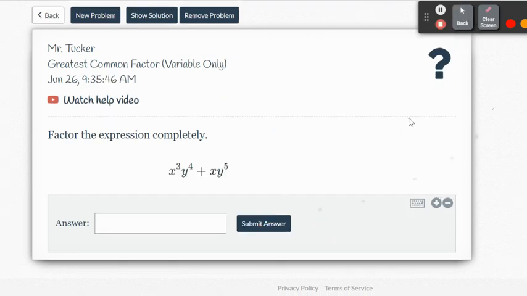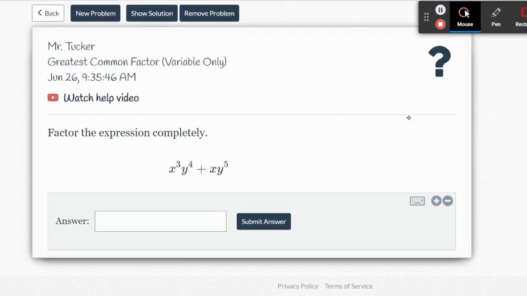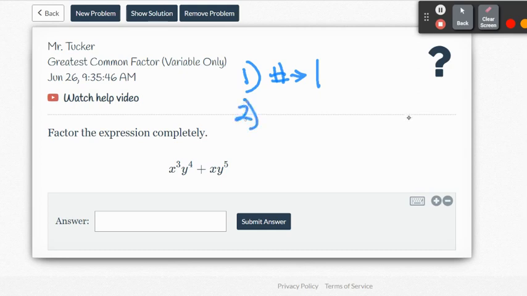Now we're looking at a problem where we've got two variables in common. So first thing we look for is our greatest common factor coefficient. And what we're going to find is the number part is just 1, just like the last problem. And then the second thing we look for is our variables. And our variables, we have an x and a y on both terms. So xy there, xy here.